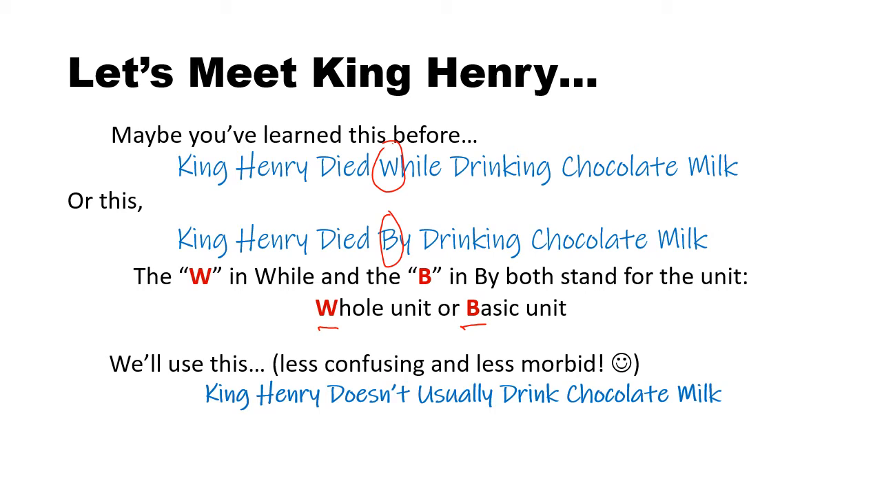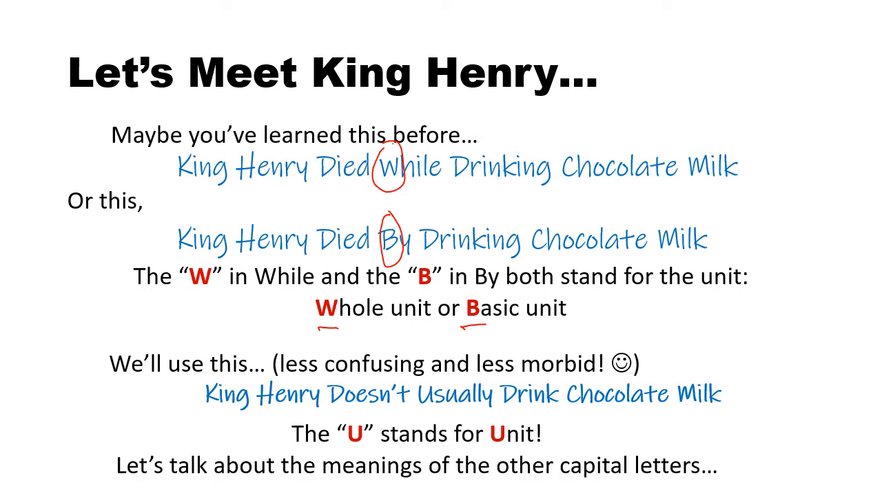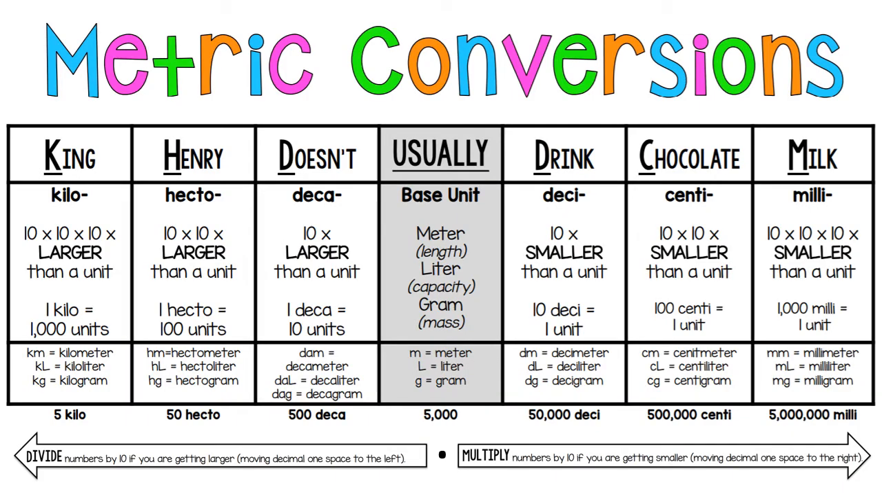But we're going to use this one, okay? A little bit different this year. It's a little bit less confusing, and it's less morbid. King Henry doesn't usually drink chocolate milk. The U in this one stands for unit. So let's talk about what the other capital letters mean. All right, so we're going to use King Henry doesn't usually drink chocolate milk. So I'm talking about these words here.